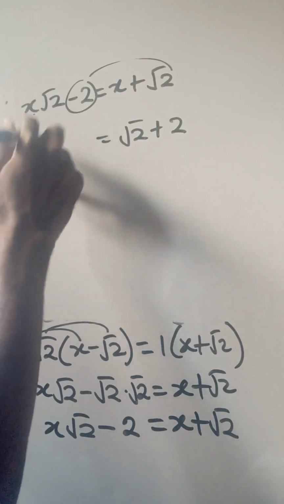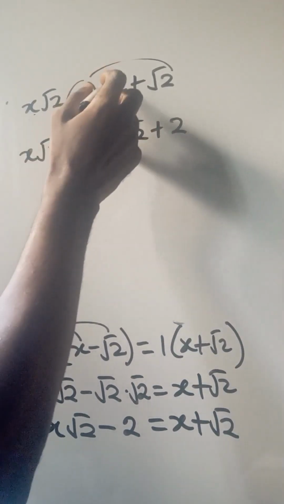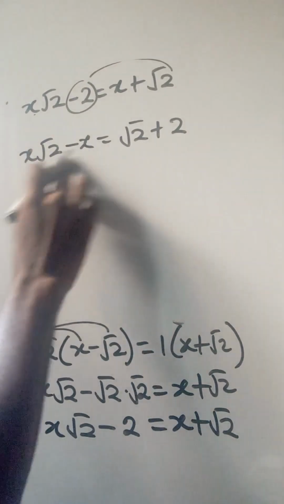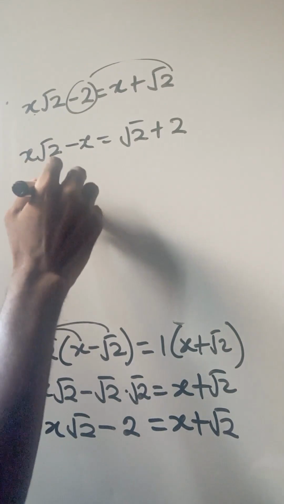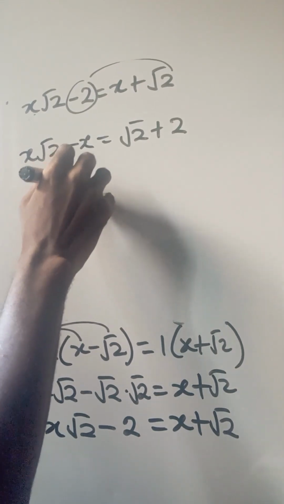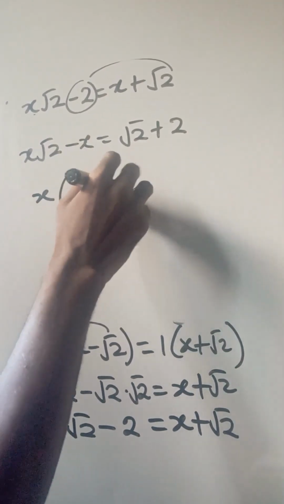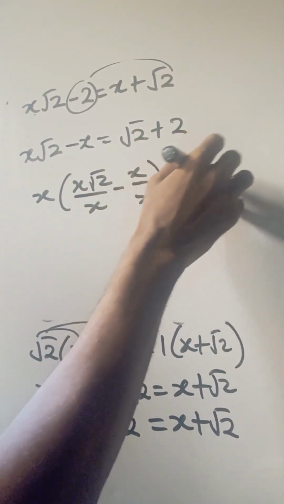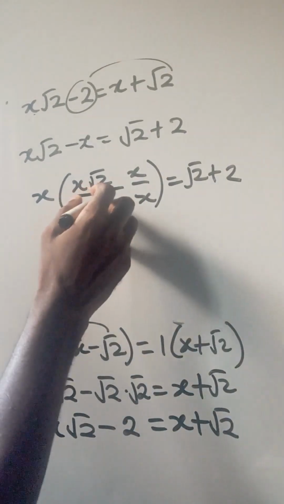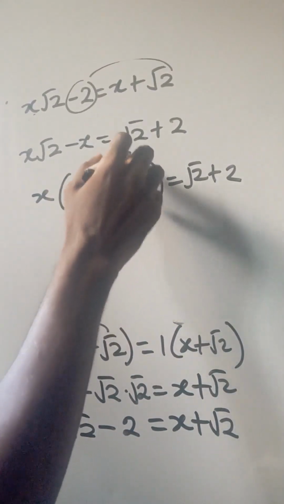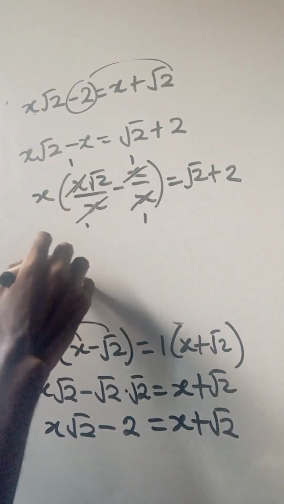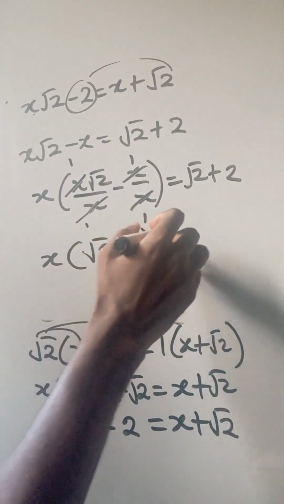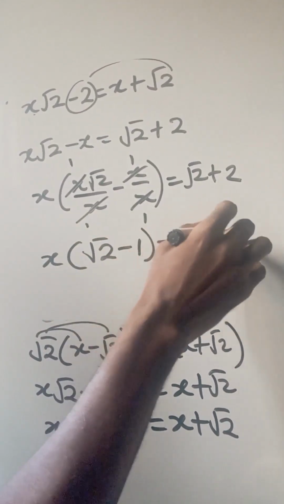So here I have what? x root 2. If we bring this as a positive side, if I bring it here, it's minus x. So what's common here? x is common. So if we bring out x, we have x root 2 divided by x minus x over x, will give us what? Root 2 plus 2. So x cancels out, 1, 1, 1, 1. So we are left with x bracket root 2 minus 1 equals root 2 plus 2.